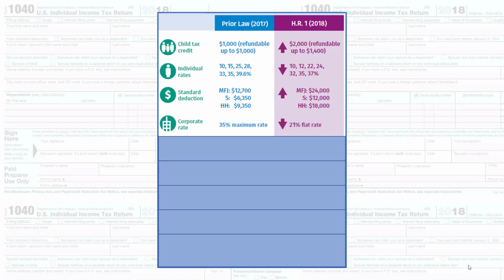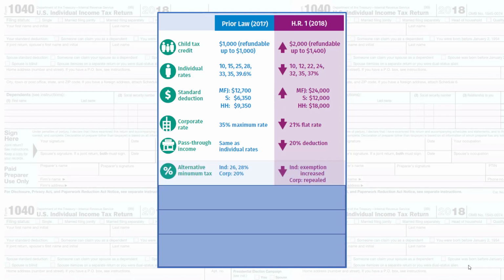The corporate tax rate, 2017 was a 35% maximum rate. For 2018, it has gone down considerably to a 21% flat rate. Pass-through income, the same as individual rates. For 2017, we now have a new, what they call QBI, a 20% deduction for 2018 for pass-through income.